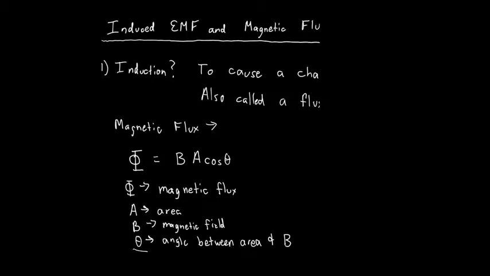Since we have an equation, we also want to know the units of this equation. The units of magnetic flux are going to be the units of B, which is Tesla, times the units of area, which are square meters, times the units of the cosine of the angle, which are unitless. So the units of flux are the Tesla times the square meter. So that's the magnetic flux equation and magnetic flux units.